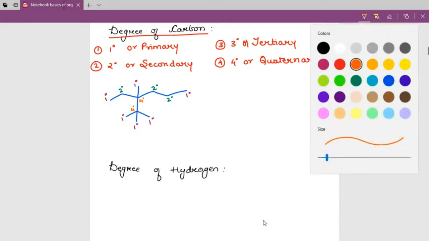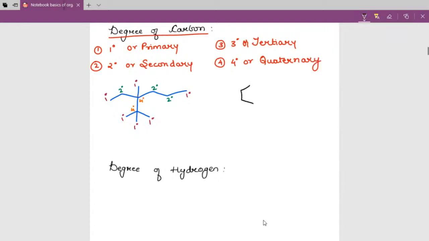And again, as a work to you, please count the number of primary, secondary, and tertiary carbons in this molecule. Okay, just as a practice, in your notebooks, you note the structure, and count the number of primary, secondary, tertiary, and quaternary carbons in this molecule.